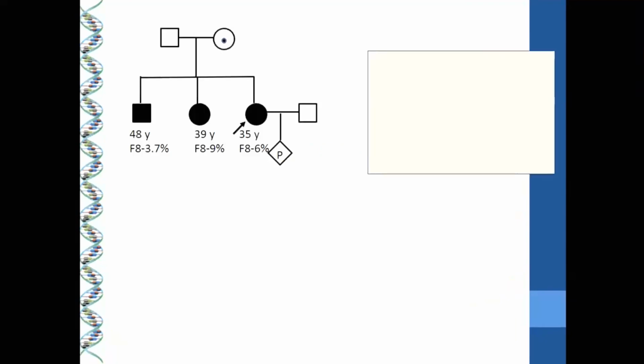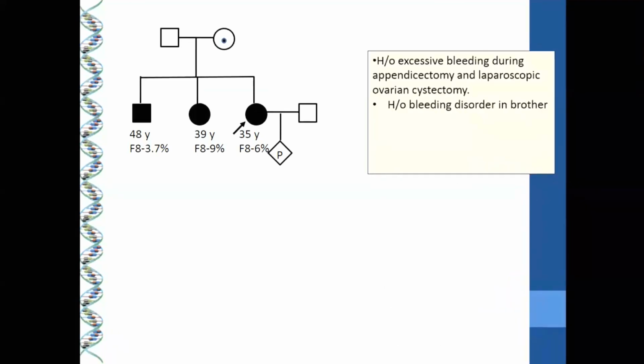Coming to the next scenario. This lady came to us with a history of excessive bleeding during some surgeries. An appendectomy was done and an ovarian cystectomy was done. There was also a bleeding disorder in her brother. In her sister also, there was a history of receiving factor VIII during childbirth and after tooth extraction. So they have come with the factor VIII levels.